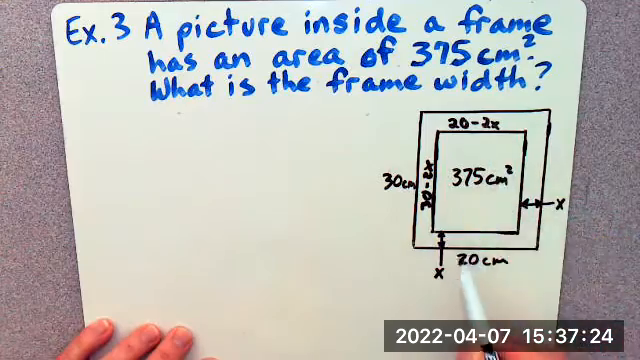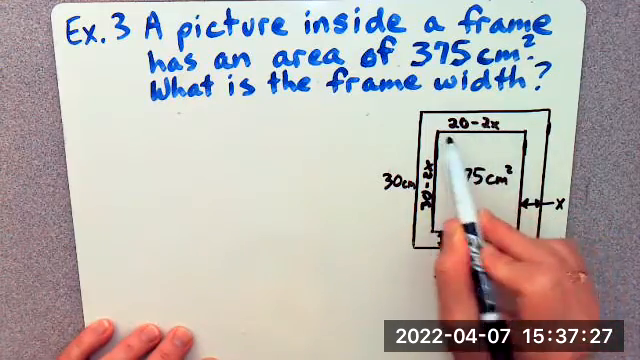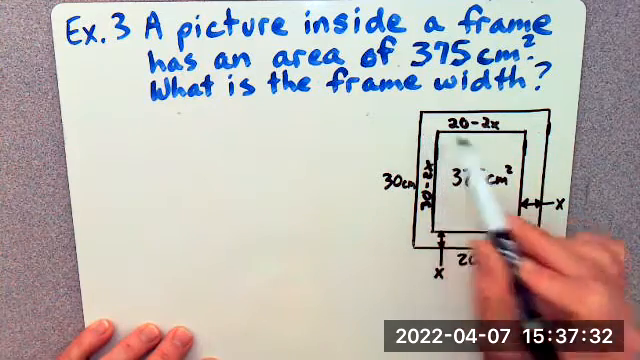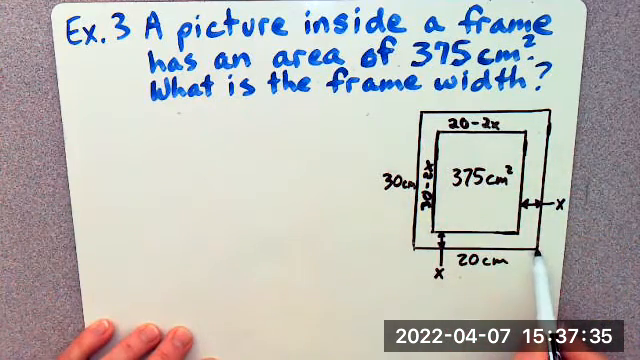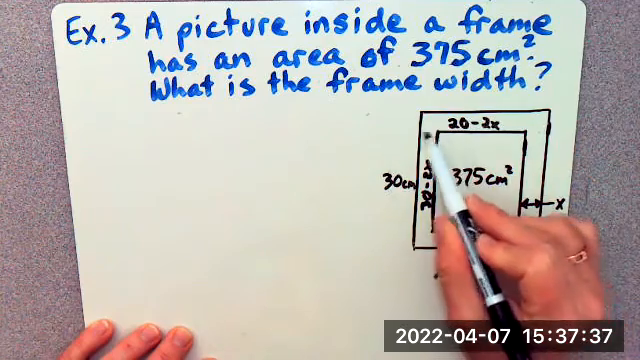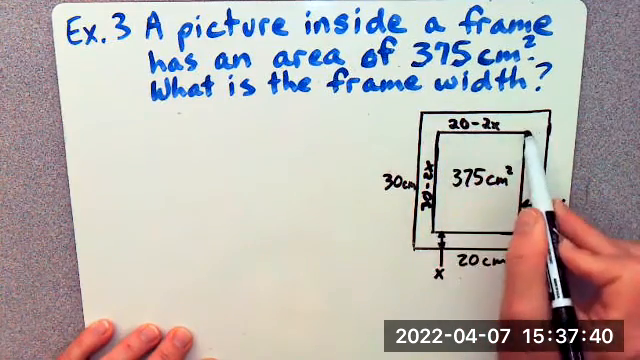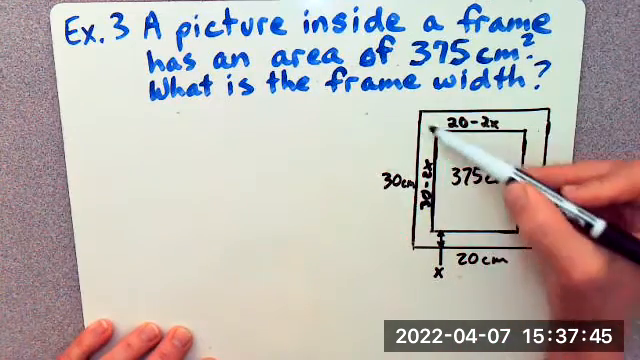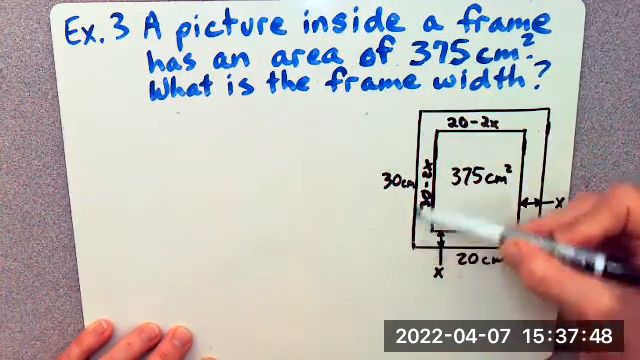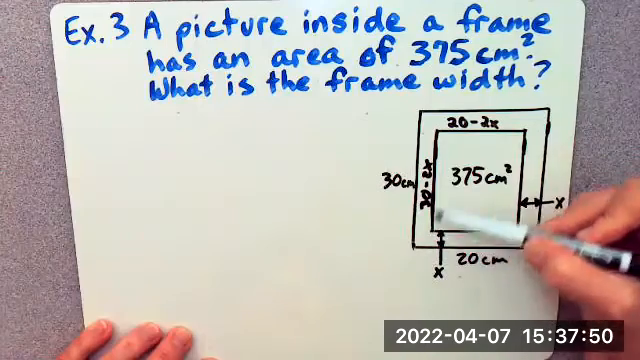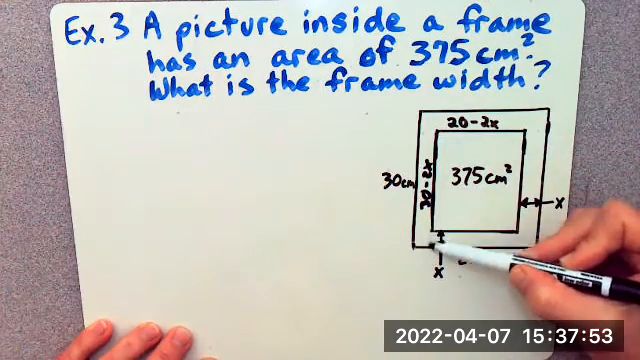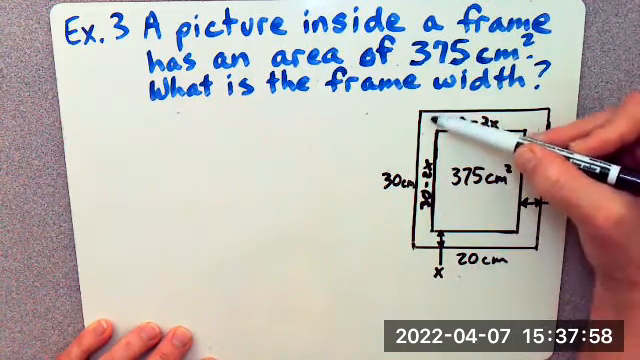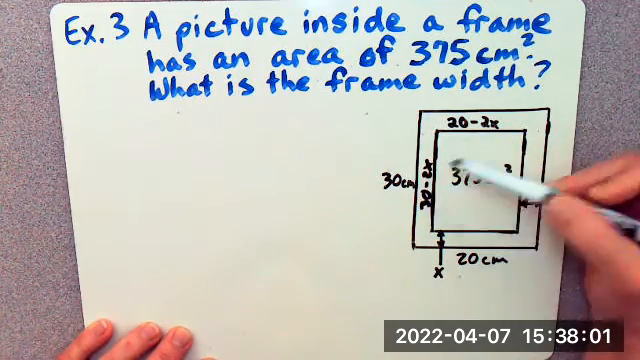So if we look at this length here, it will be 20, this 20, minus this X and this X, because this 20 goes from here to here. So this would be 20 minus X minus X, which is 20 minus 2X. This full distance here is 30 centimeters. So the distance from here to here would be 30 minus X minus X. So that's 30 minus 2X.